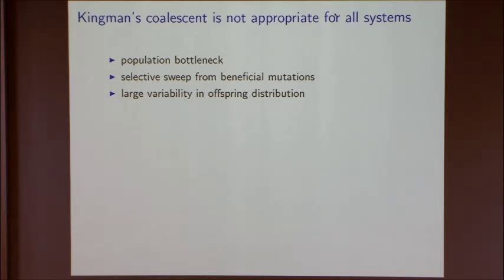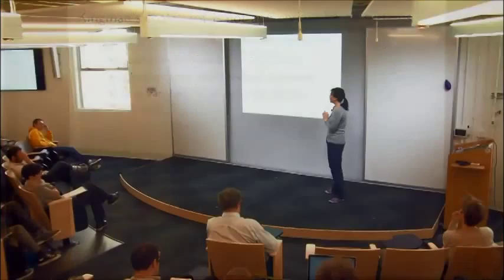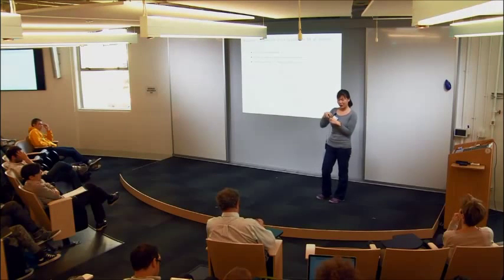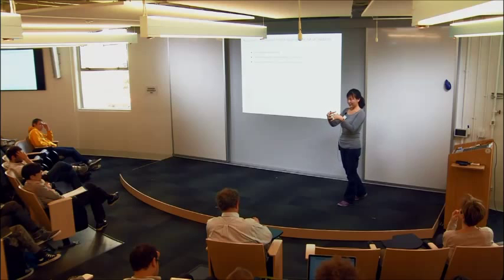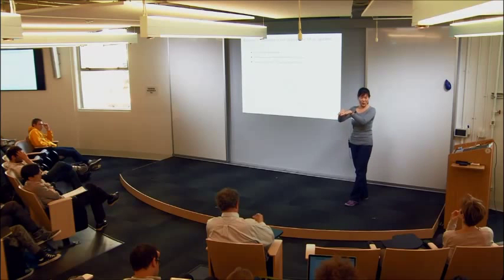So moving on from the basic Kingman's coalescent and mutation, I want to talk about when Kingman's coalescent is not appropriate and what other coalescents might be relevant. Kingman's coalescent is not appropriate for many reasons. Here are three. One is a population bottleneck. If you have a new population that's seeded by a very small population, then going backwards in time, you would expect a lot of individuals to have the same ancestor very quickly.